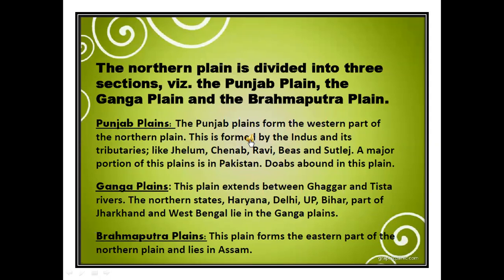The Ganga plain extends between Ghaggar and Teesta rivers. It is spread over the states of North India, Haryana, Delhi, UP, Bihar, partly Jharkhand, and West Bengal to its east. Particularly in Assam lies the Brahmaputra plain.